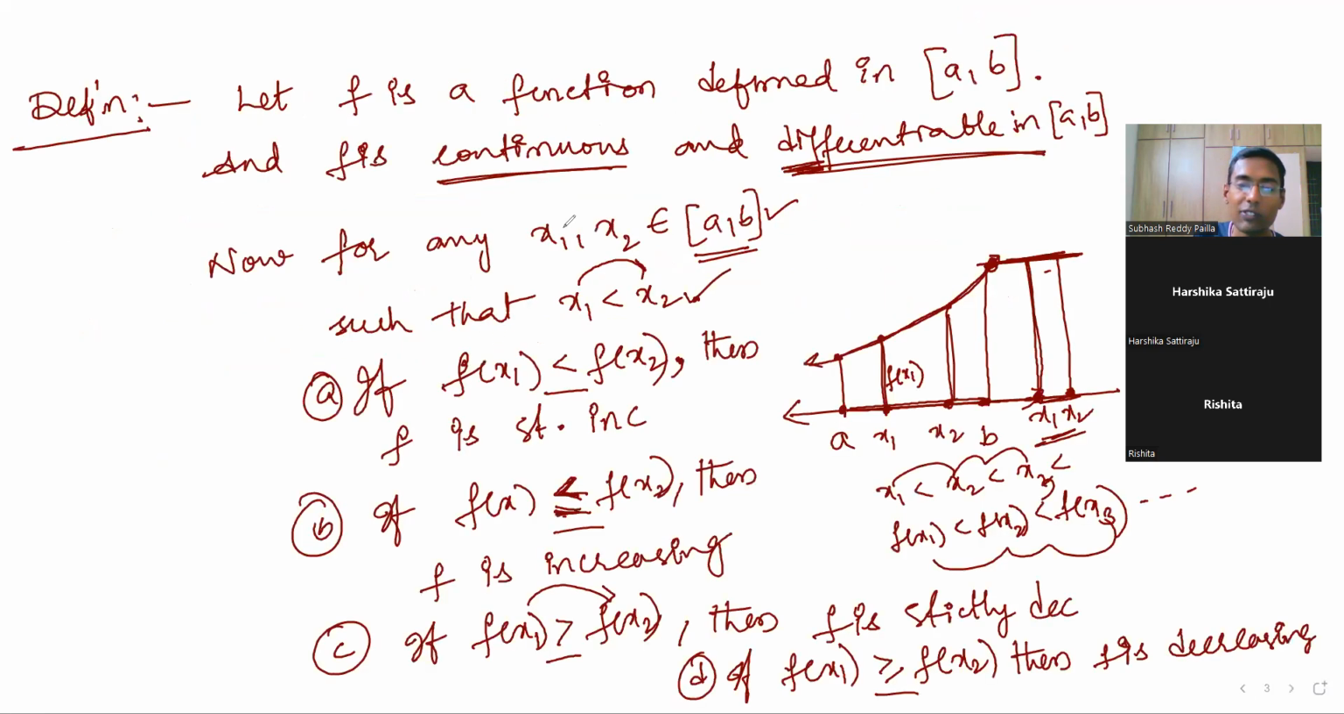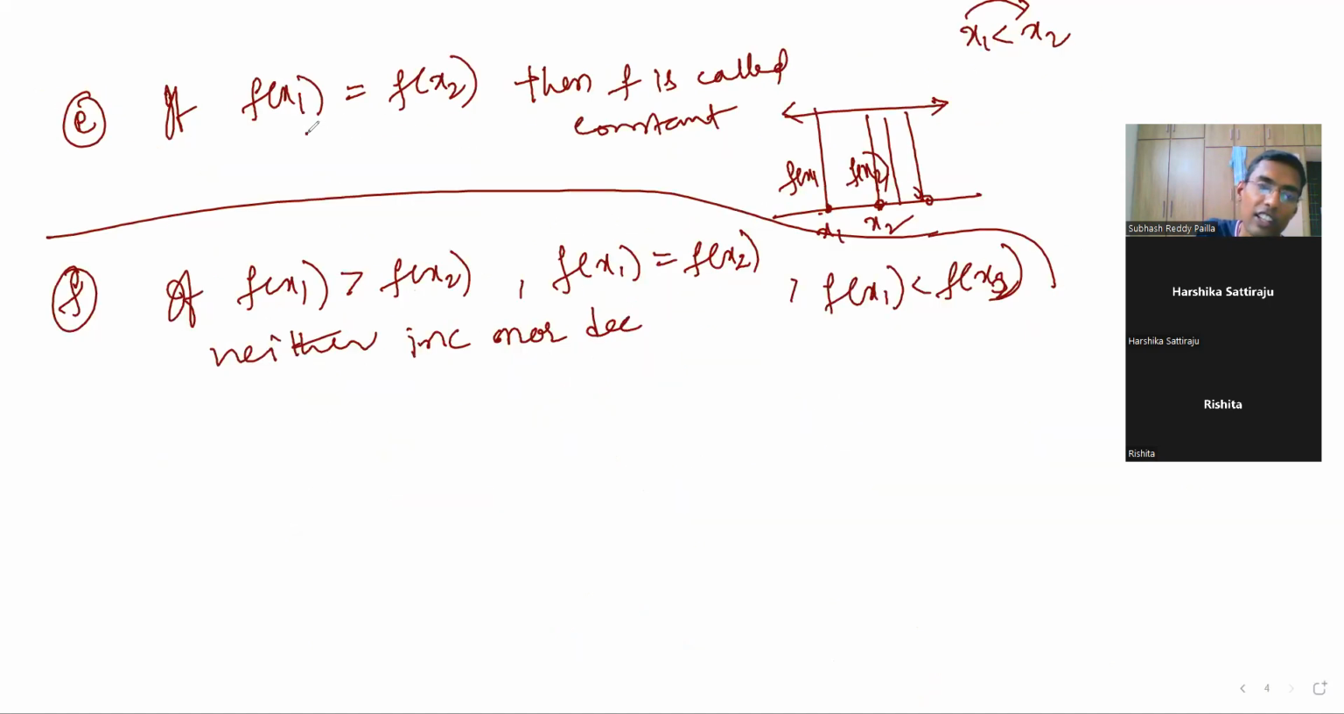This is simply: as x value is increasing, f of x value is increasing, strictly increasing, or decreasing, or strictly decreasing. This is the definition. Here it's constant. Here, neither increasing nor decreasing: here it increases, here it decreases, here constant, here it increases. That means neither increasing nor decreasing. Are you clear?